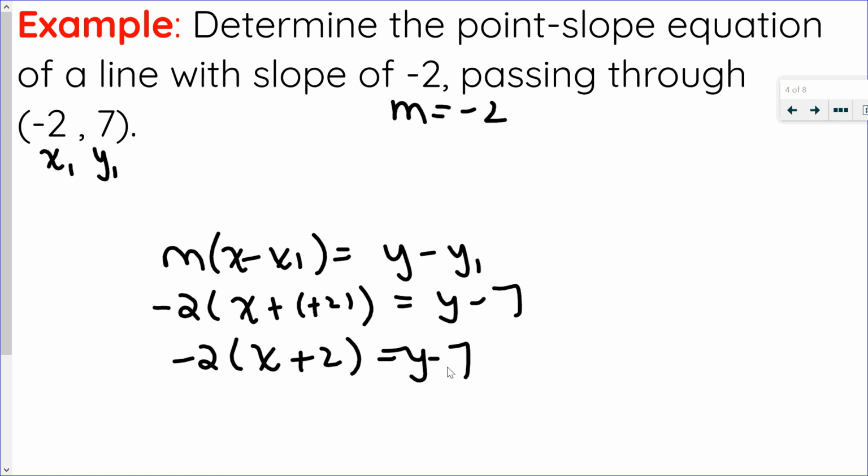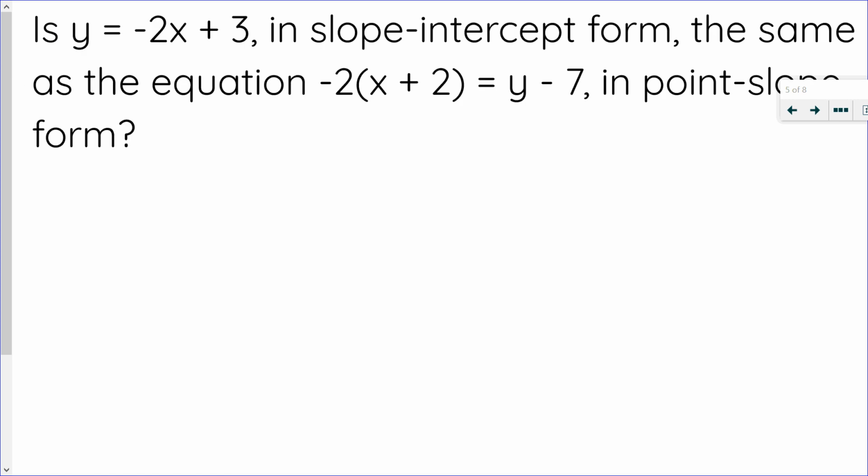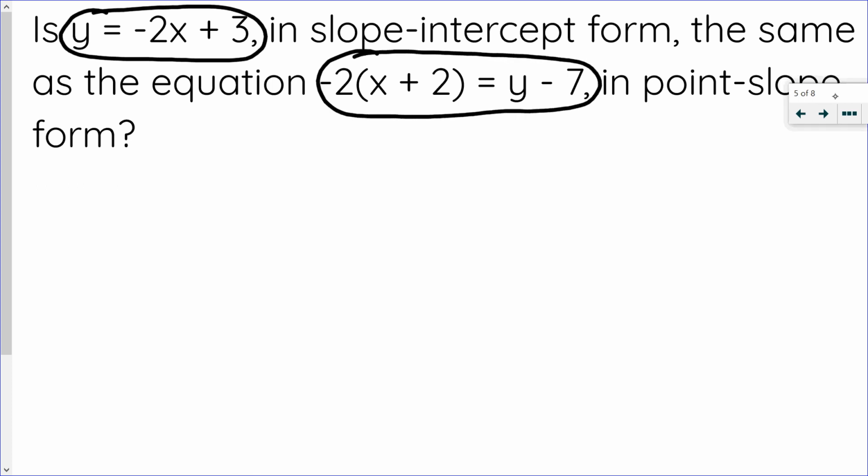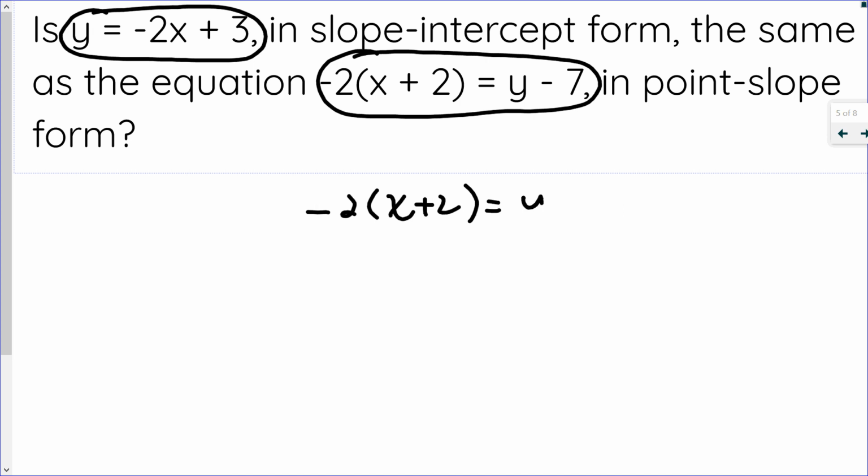So what I really want to know is, I know those are two different forms, but are they really the same line? Is the equation that I got in slope intercept form the same as what I got in point slope form? Although they look different, are they equivalent? Well, let's check. I'm going to go to my point slope form, -2 times (x + 2) equals y minus 7. And I'm going to try and rewrite this in slope intercept form to see if they're the same.